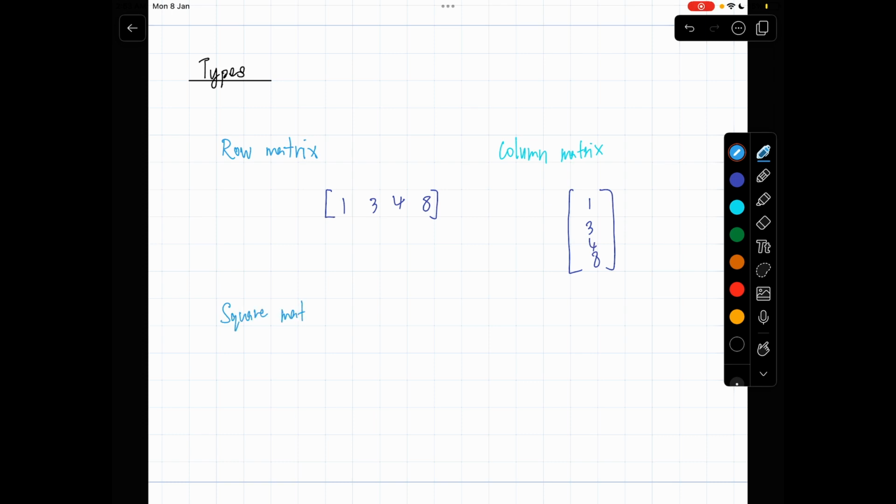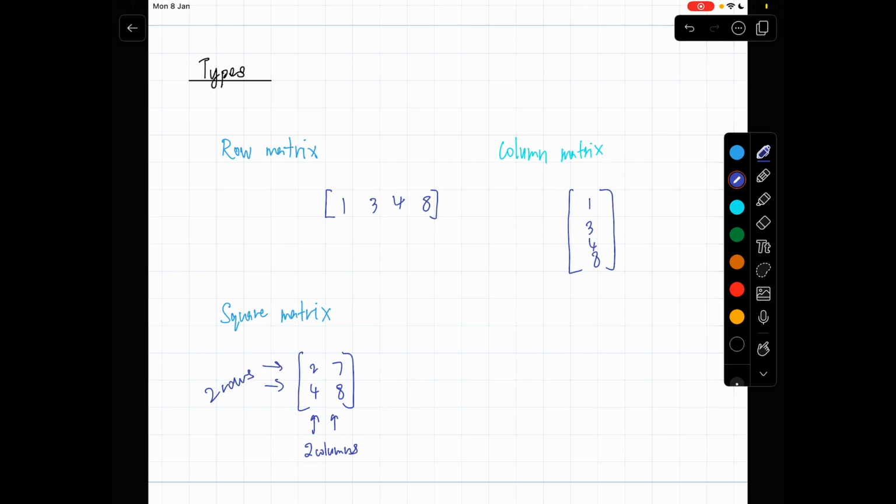A square matrix is when the number of columns and the number of rows are equal to each other. So for instance, if we have 2 4 7 8, here we have 2 columns and 2 rows. Since the number of rows and columns are equal to each other, this is known as a square matrix. It's quite self-explanatory actually, because it looks like a square.